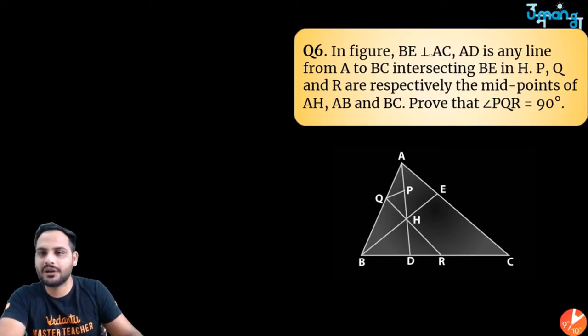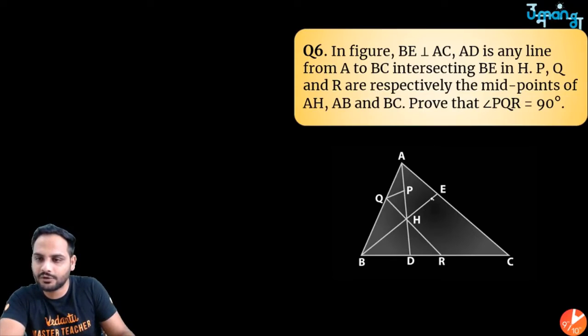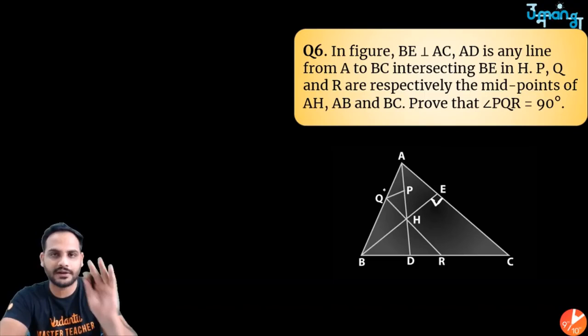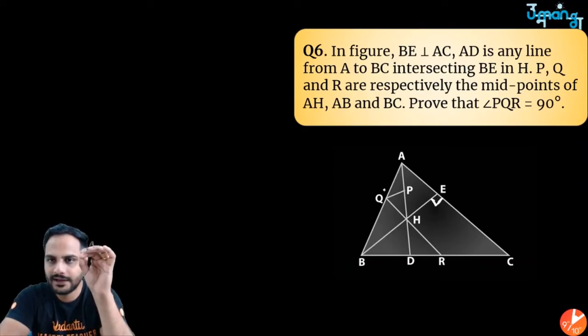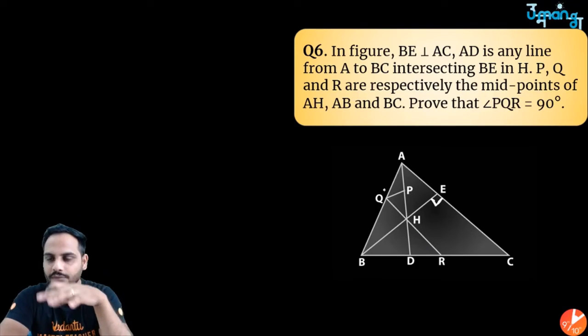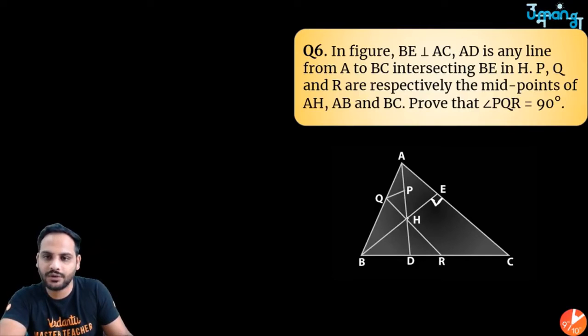ठीक है. अपने को क्या बोला बेटा, देखो फर्स्ट थिंग BE परपेंडिकुलर टू AC, तो देखो एक 90 डिग्री तो यहां दे दिया, और प्रूफ करने का बोल रहा है PQR, मतलब ये वाला जो एंगल है दैट दे आर आस्किंग यू टू प्रूव 90 डिग्री. ठीक है. अब देखो क्या क्या बोला है. एनी लाइन, अच्छा AD इज एनी लाइन, कोई भी एक लाइन है, नॉट परपेंडिकुलर, एनी लाइन फ्रॉम A टू BC इंटरसेक्टिंग BE एट H, है ना, BE को H पे इंटरसेक्ट कर रहा है.